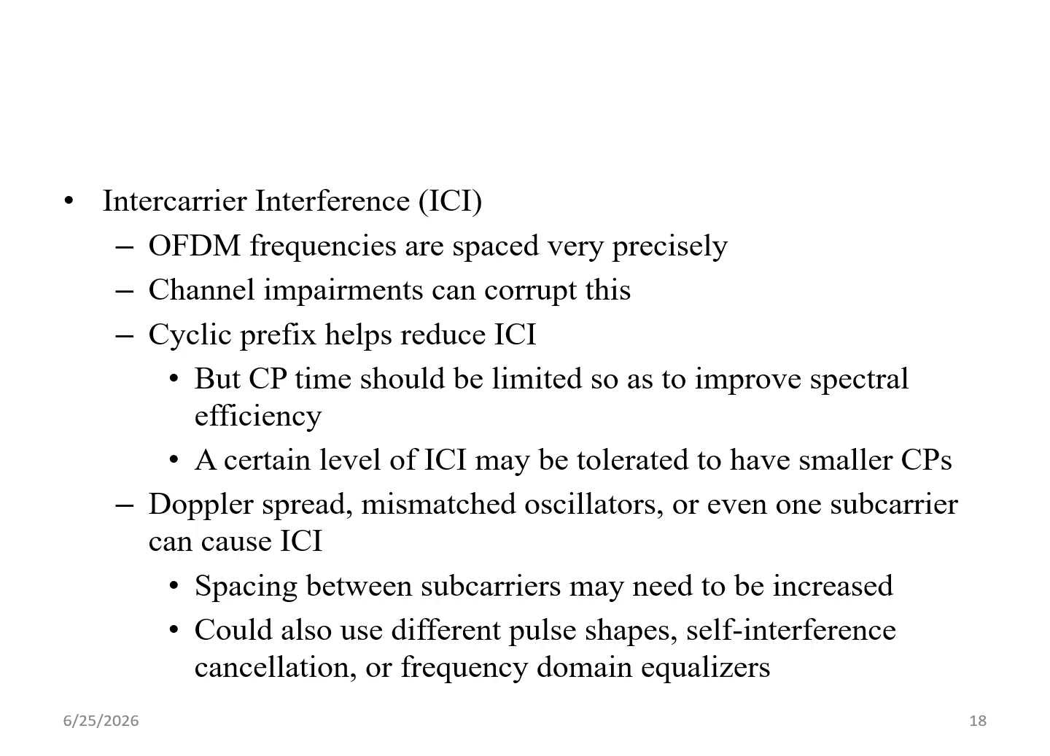So previously we discussed ISI, inter-symbol interference. Now we are going for inter-carrier interference. By using this, what happens? OFDM frequencies are separated very precisely. Then channel impairment can corrupt this. Third, the cyclic prefix is used in OFDM in order to reduce ICI. Then Doppler spread, mismatched oscillators, or even one subcarrier can cause ICI.